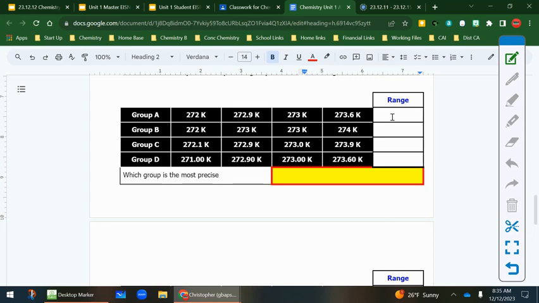Okay, I got it. The one that has the smallest range, the one where they're closest together, so that's why we're asking you to do the range, so you can see how far apart the numbers are. And then the one where they're closest together, that'd be the most precise, yes.